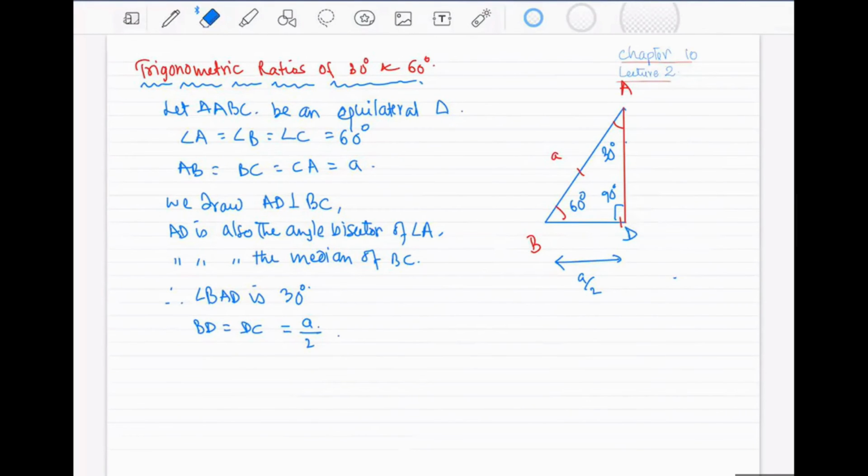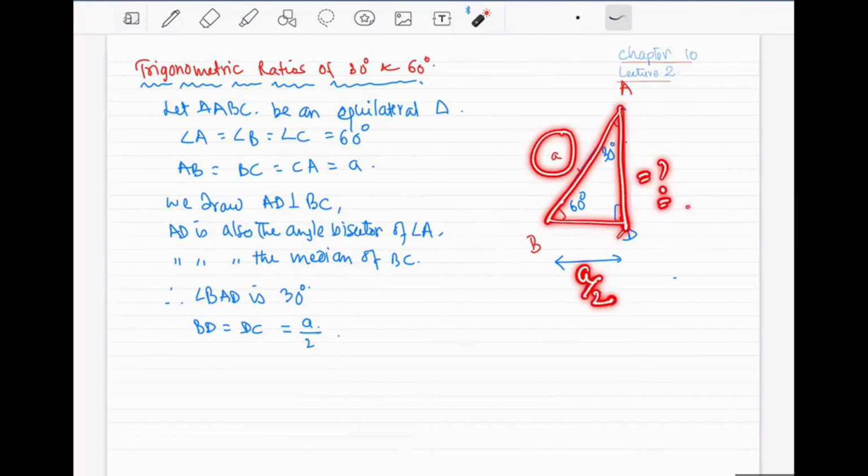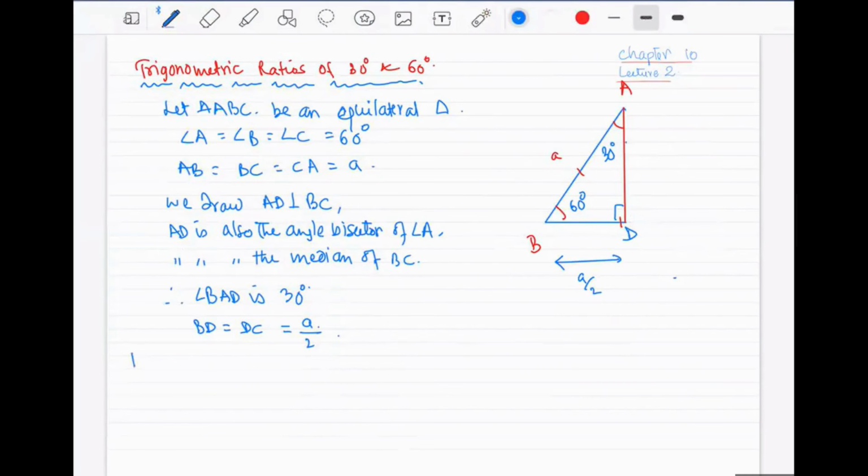You don't need to write 90 degree, because you know this is 90 degree. So you take this triangle ABD. One of the angles is 30, one of the angles is 60. And this angle D is how much? 90 degree. What are the lengths? AB is A, BD is A by 2. We have an issue. We don't know AD. So find it out by Pythagoras theorem.